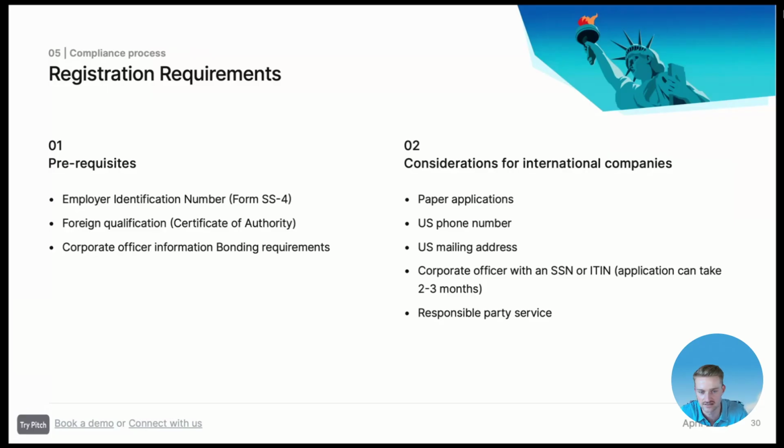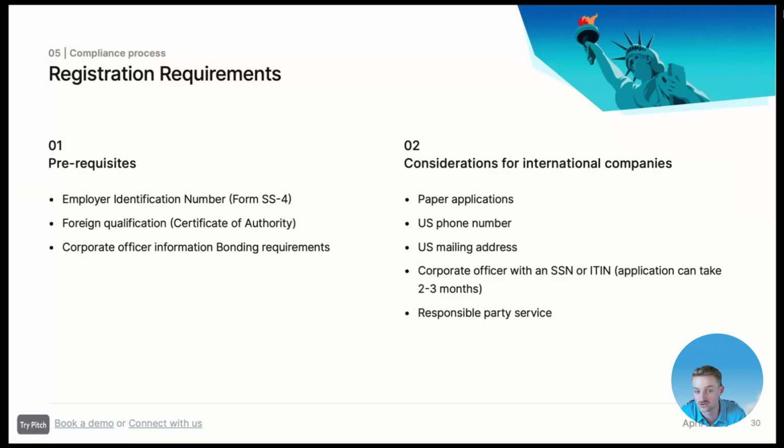Typically, you can get online these days. You typically do need a U.S. phone number and a U.S. mailing address. Commenda can provide those for you if you need them. And lastly, in a handful of states, you do need a corporate officer with a social security number or an individual taxpayer identification number from the IRS.